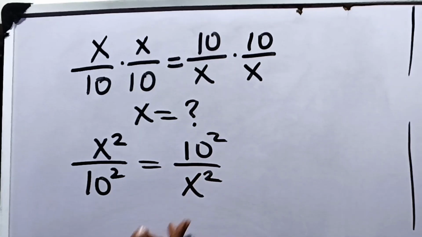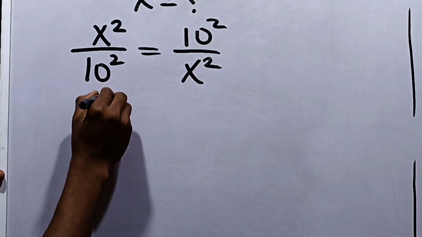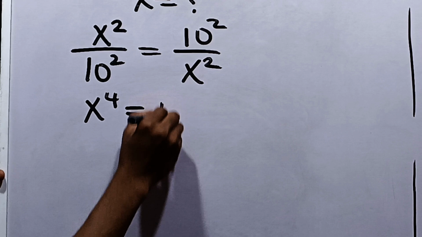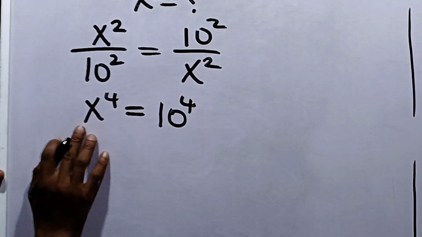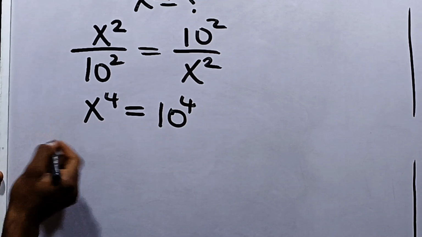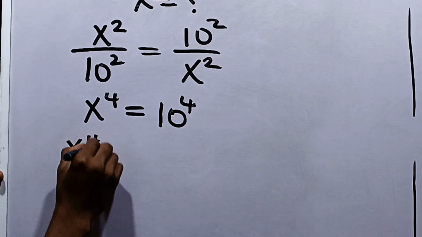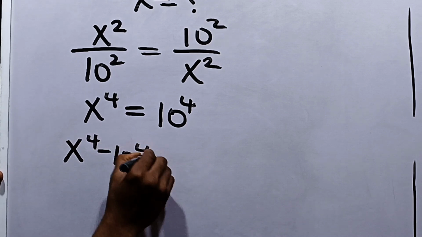Okay, now x squared times x squared is x to the power of 4, and 10 squared times 10 squared is 10 to the power of 4. Okay, so we have that x raised to the power of 4 is equal to 10 raised to the power of 4. Now at this point, you can say that x raised to the power of 4 minus 10 raised to the power of 4 is equal to 0.